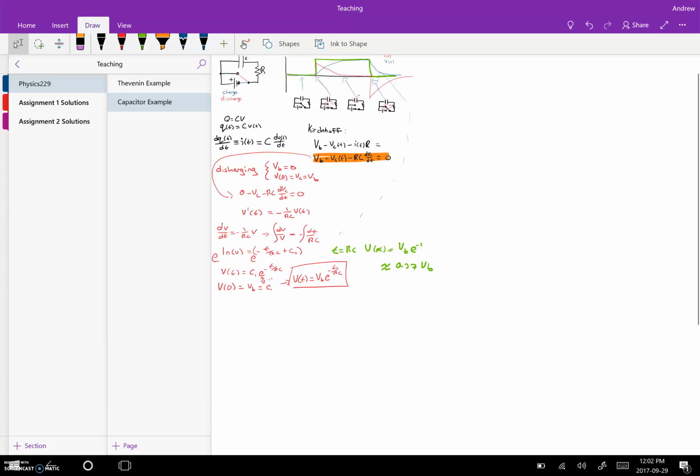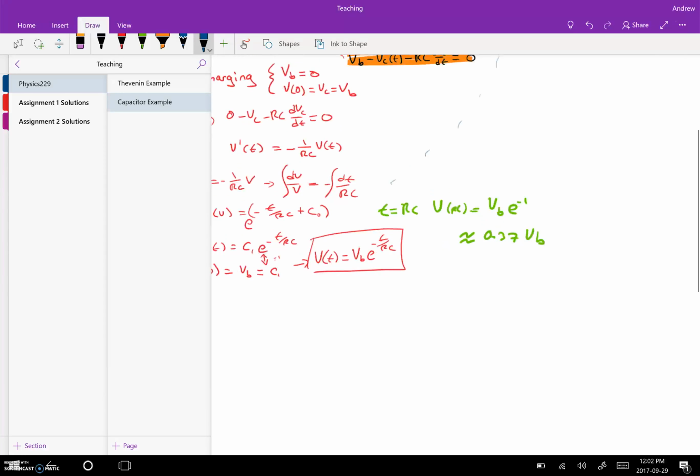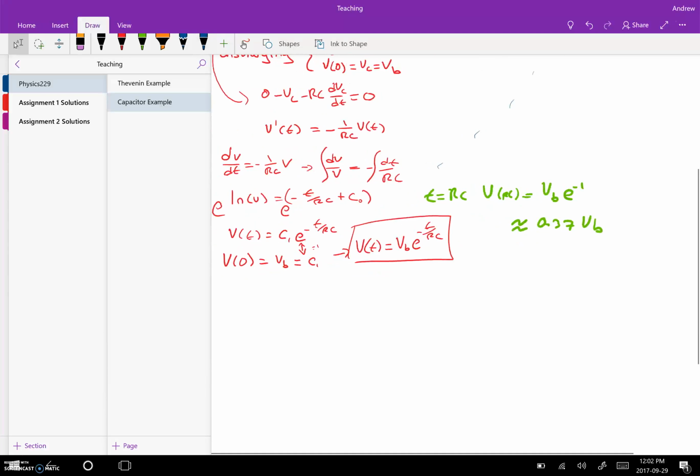So that's good. We know kind of fundamentally what's going on. We have very rigorously what's going on. We have an exponential decay with time constant RC, and this is called the RC time constant. Now charging is a bit more of a pain in the butt because we have this nasty constant, but it's pretty much the same idea.